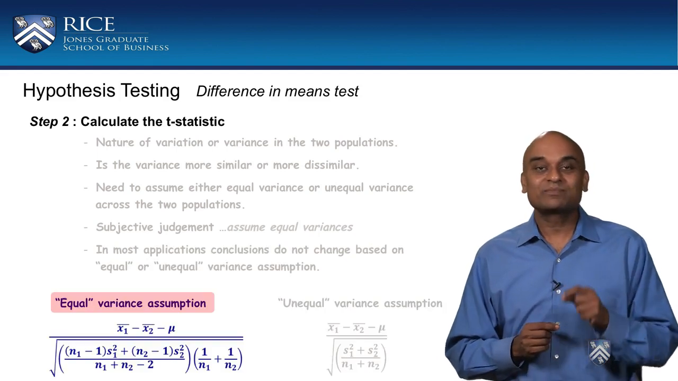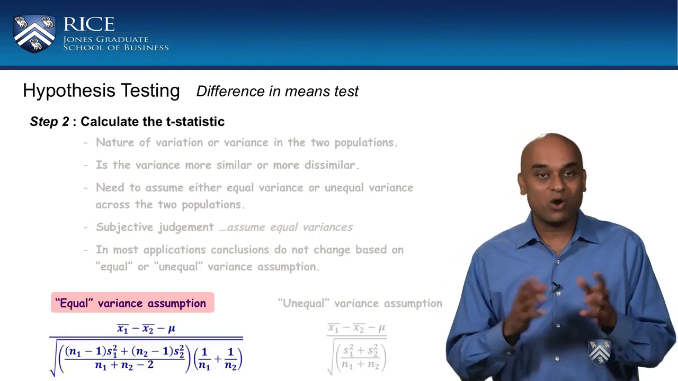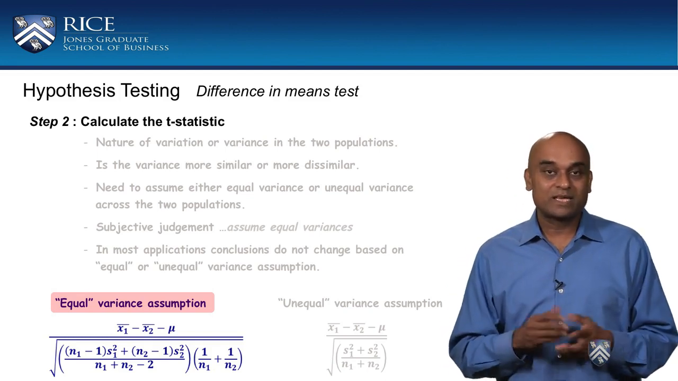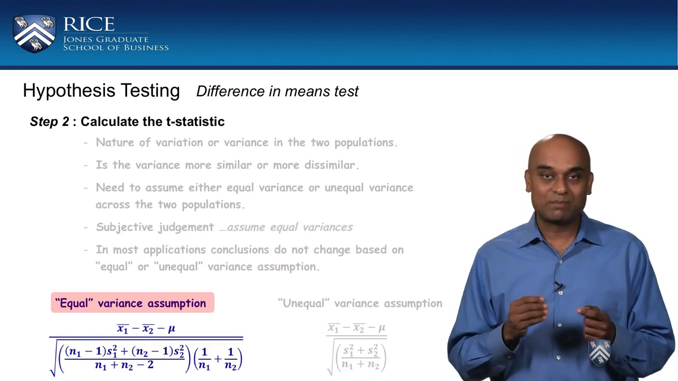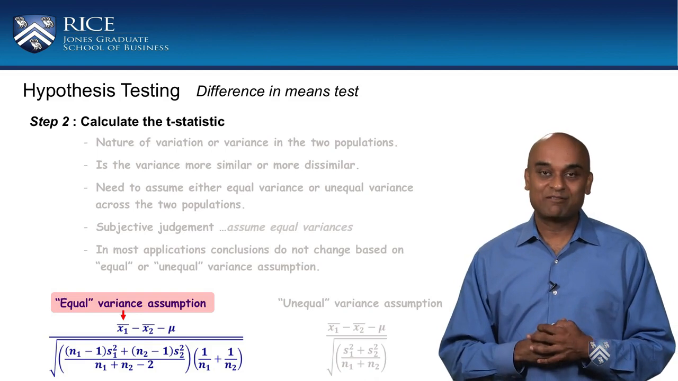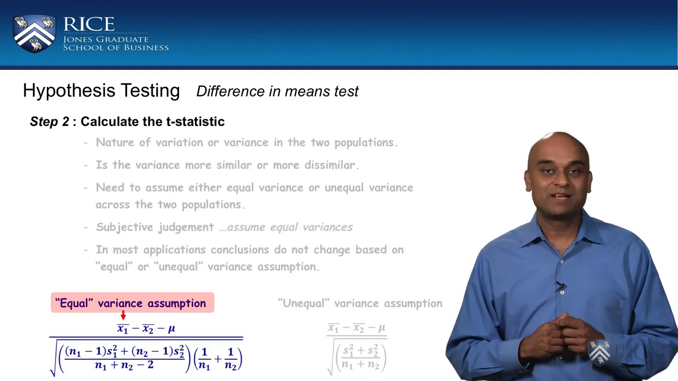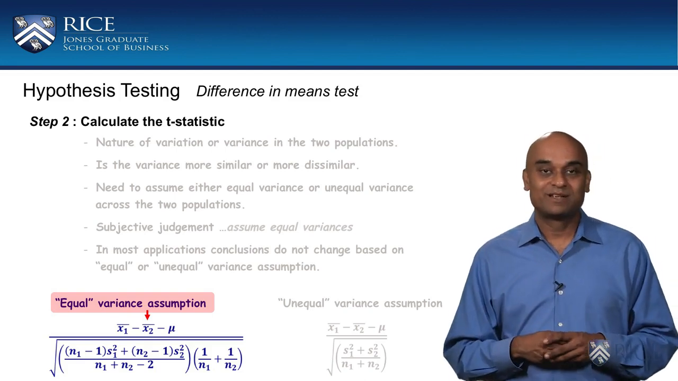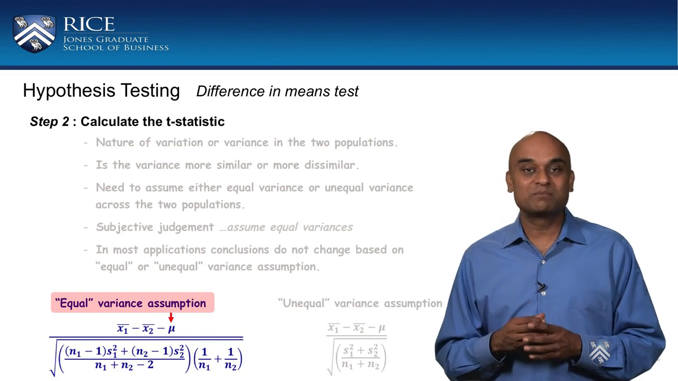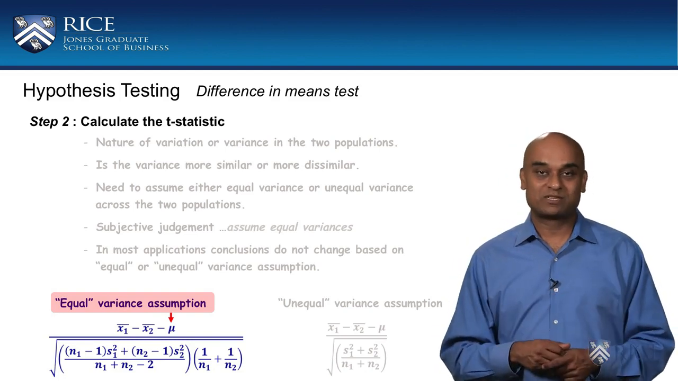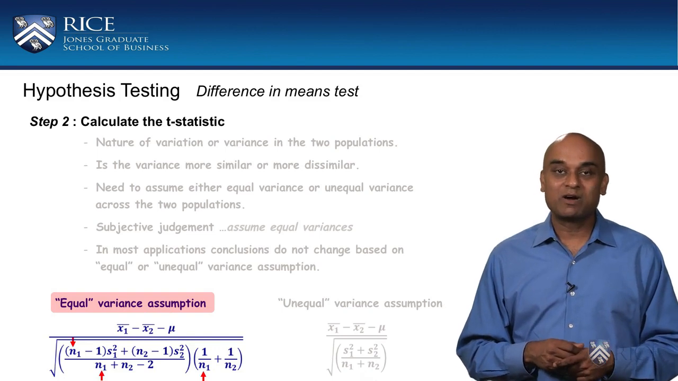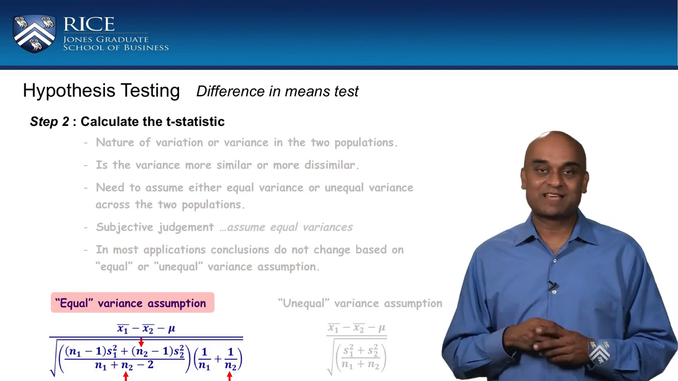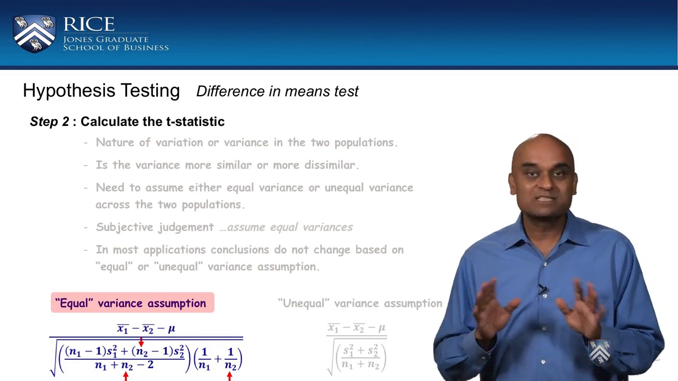The t statistic, when variances are assumed to be equal across the two populations, is calculated as shown. X1 bar and X2 bar are the two sample means, X1 bar for the average height of men athletes in our sample, and X2 bar the average height of women athletes in our sample. Mu is the difference in population mean around which you wish to test the hypothesis. N1 is the number of men athletes in the sample, and N2 is the number of women athletes in the sample. Note that the two sample sizes need not be equal.